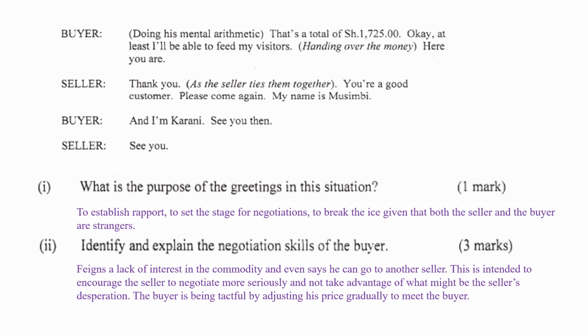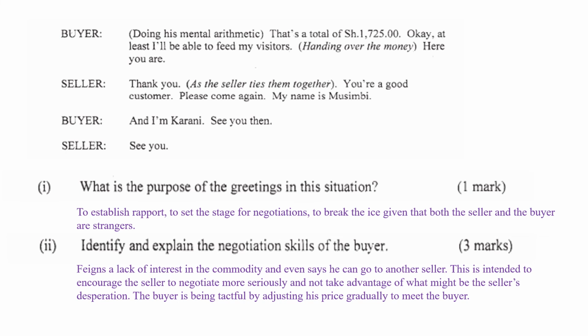The buyer is being tactful by adjusting his price gradually to meet the seller. He listened to the seller and he is willing to meet her halfway. He apparently empathizes with and understands where the seller is coming from and her need for money, for example, her need to pay fees and maintain her business. It creates goodwill, becomes friendly towards the seller, and creates a good atmosphere for business negotiations and even for a long-lasting relationship.